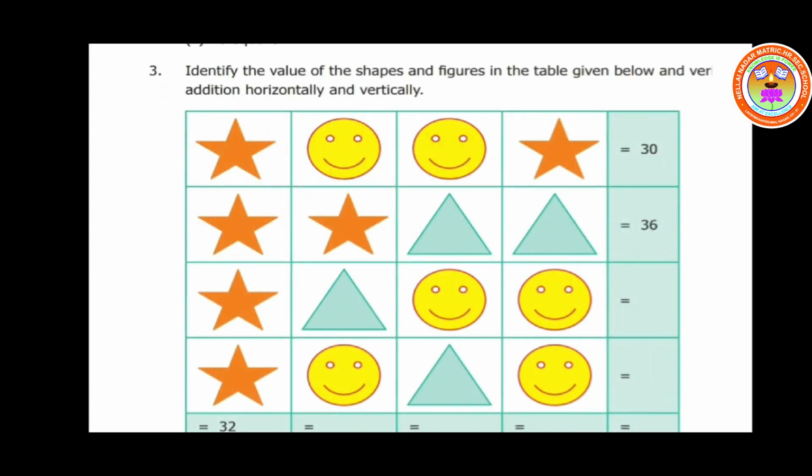Just you observe this diagram, children. Identify the value of the shapes and figures in the table. Now we have to identify each value for the given figure given below and verify the addition horizontally and vertically. We want to verify addition horizontally as well as vertically the values. Okay, let us move on to the problem. You just see the first row, the answer is given 30. In the column wise, it is given 32 down. It is not visible, 32, and this side we want to find all the other values. Let us move on to the solution, children.